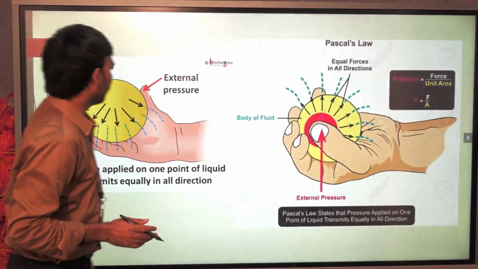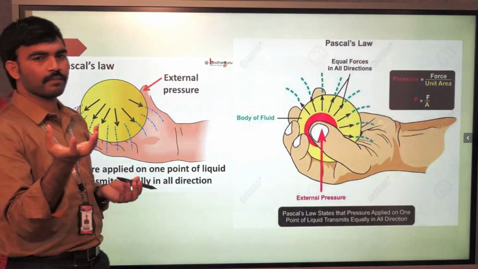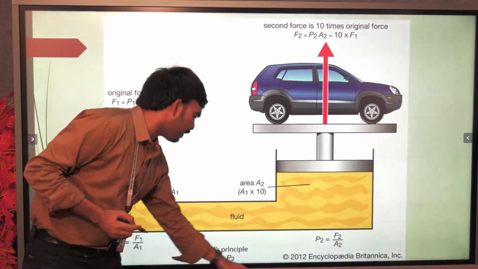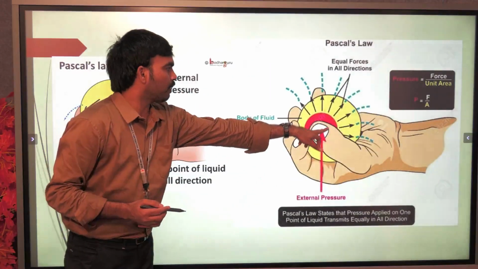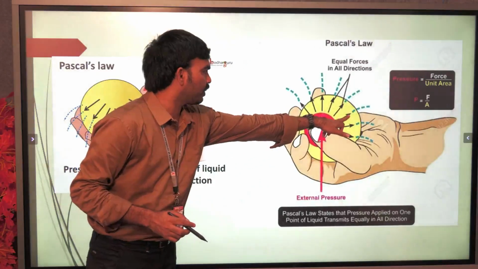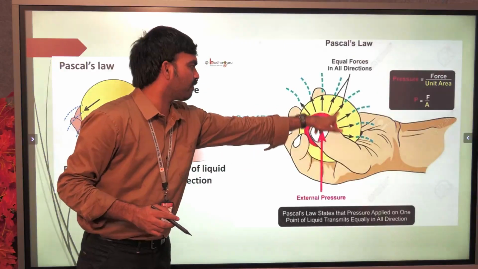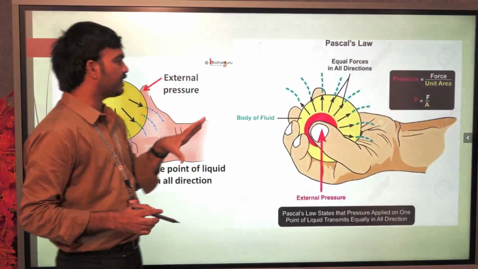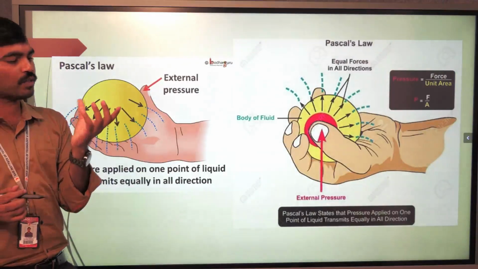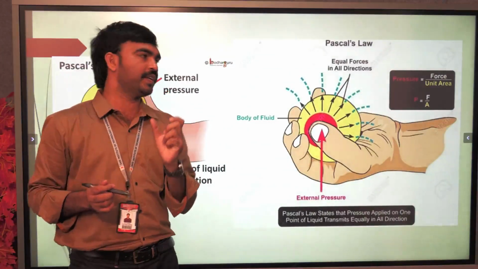Okay. Now, for example, if you take a ball and press here like this, you are applying the pressure at this point, but it is equally transmitted in all the directions. If you measure the pressure, it will be equal here and here, here. Wherever you measure, the pressure intensity is the same. What is the pressure intensity? It is nothing but force per unit area. How much force you are applying per unit area.